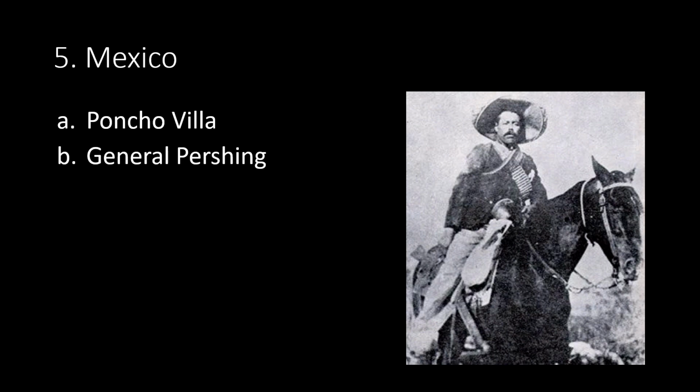United States General John J. Blackjack Pershing led these 6,000 soldiers in chasing Villa through the mountains of northern Mexico for nearly a year. By 1917, the American troops were sent home, as Wilson had become distracted by the threat of a great war in Europe.